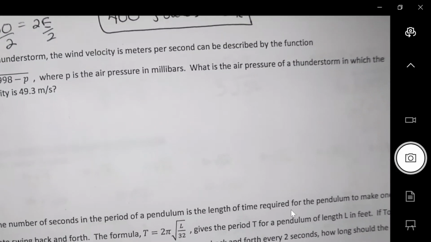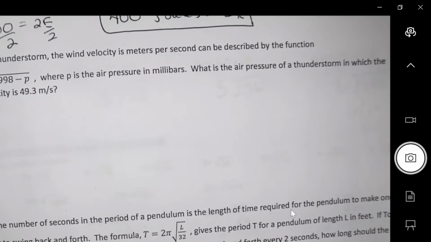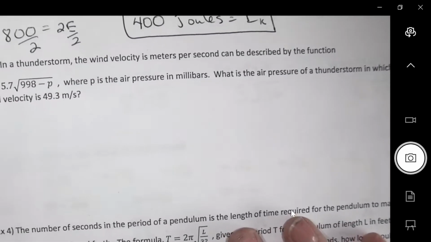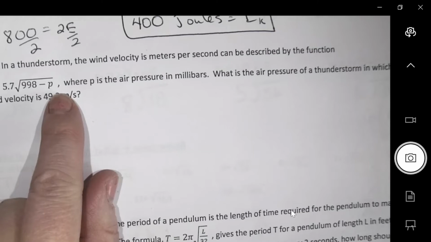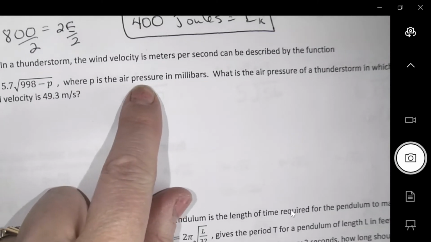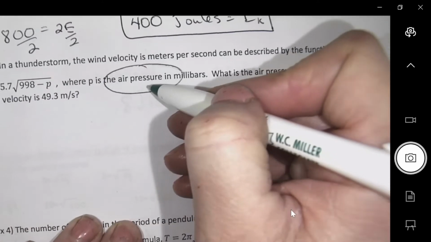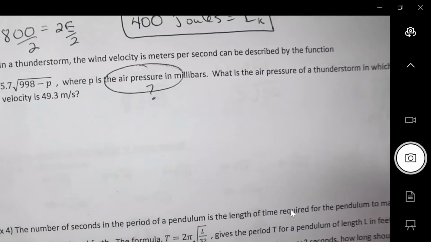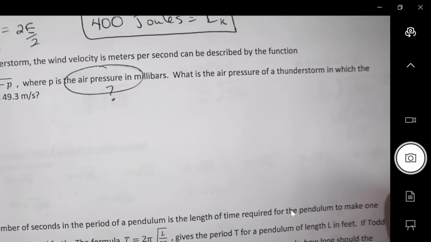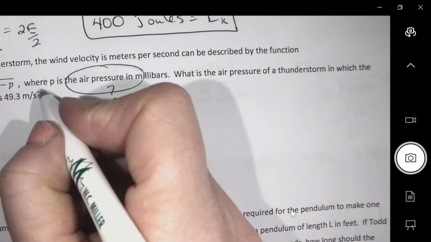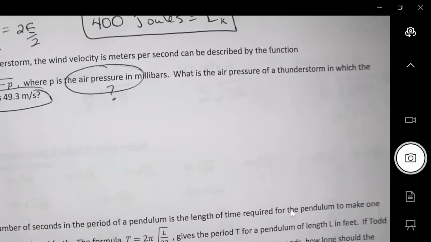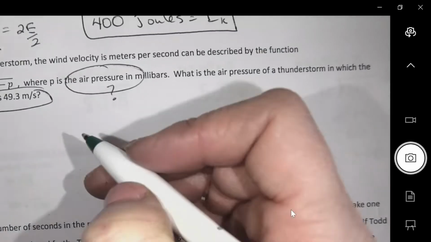Number 3, we have a thunderstorm and we got the wind going on in the storm. So this is a velocity and the P is the air pressure. So where is the air pressure? So the air pressure is the question mark, when the velocity is that. So the air pressure is the unknown. We know the velocity. All right, so let's plug in the velocity.